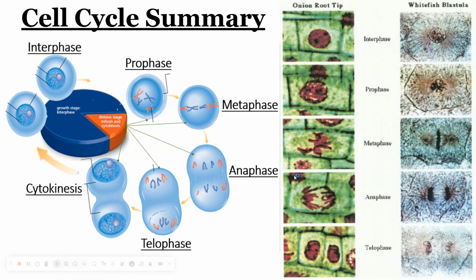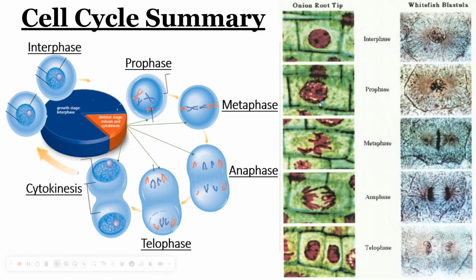It's a nice area to get samples from. This is from a whitefish blastula growing. And so here you can see again interphase, nice defined nucleus, smooth. Interphase, nice defined nucleus and smooth. We go into prophase. You can see more worms start to develop.